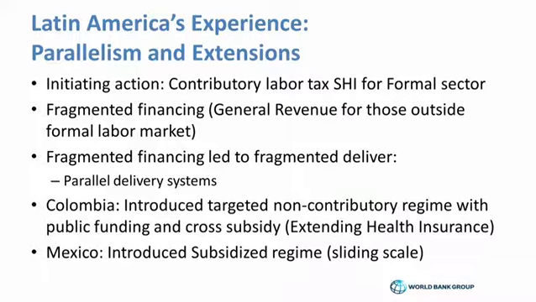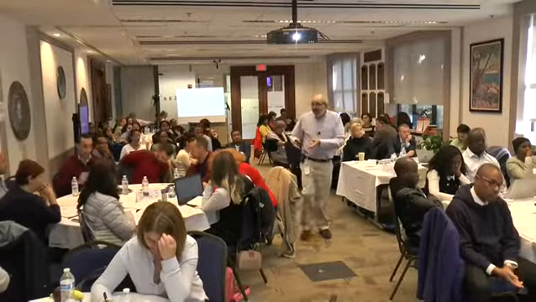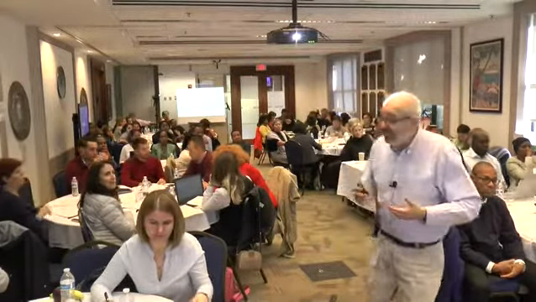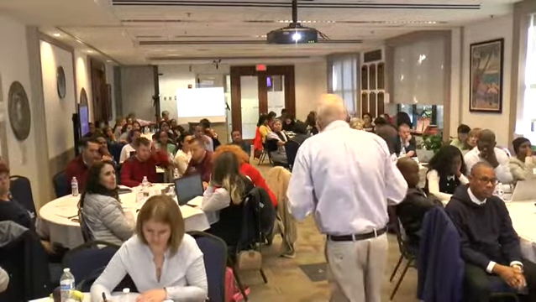Public hospitals, social security hospitals. So you had a social security public hospital, which served those who are in the formal sector, funded by the contributions from payroll, plus some subsidies. Then you have the public hospital, which serves people who are not in the formal sector. So you had a fragmented financing and a fragmented delivery, a parallel system.